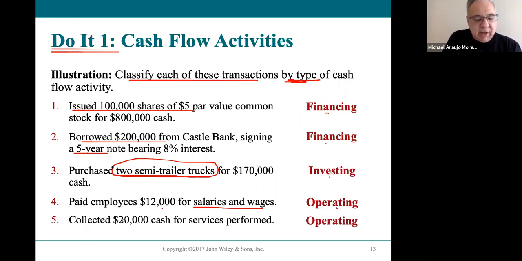The last thing here is we collected $20,000 cash for performing services. Performing services is a revenue account. Revenues are on the income statement. It's an operating activity.